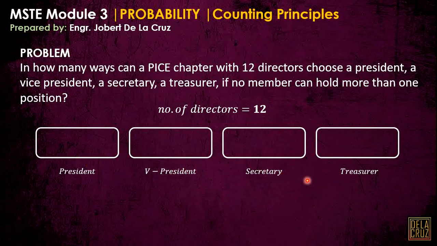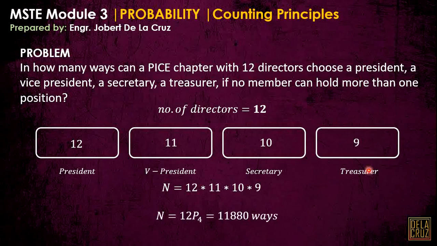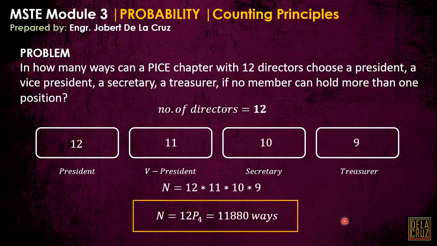interchange. Okay? Okay, so by manual solution, of course, the president, we have the number of choices, 12 number of choices dyan. Of course, no member can hold more than one position. So, liliit yan, 11, 10, and 9. Okay? So the manual solution here is 12 times 11 times 10 times 9, or by permutation formula, that will be 12P4. Okay, sana mag-gets nyo?